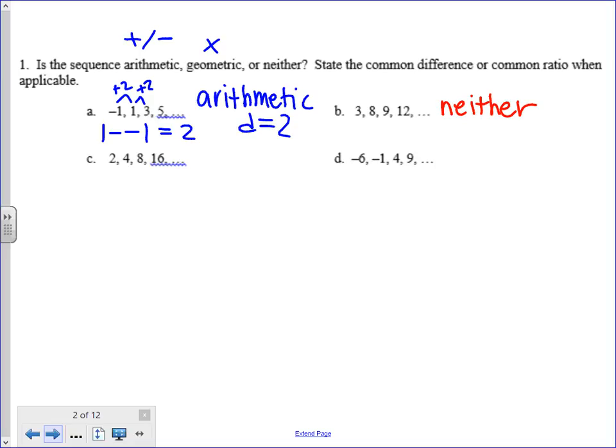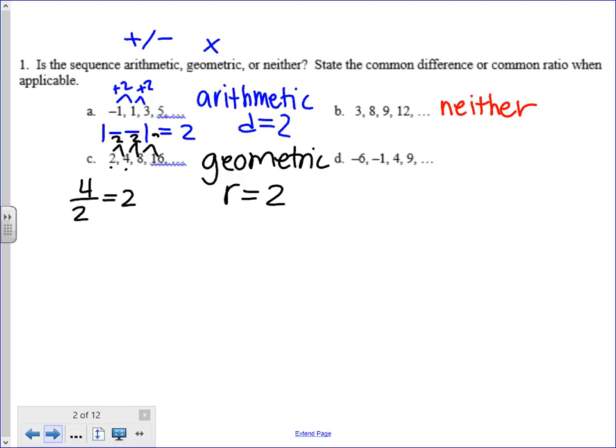All right, the next sequence. The pattern ends up being geometric. Now, the way that I find this is I take the second number divided by the first number. 4 divided by 2. I simplify that to get 2 as my common ratio. Now, I need to check that. 2 times 2 is 4. 4 times 2 is 8. 8 times 2 is 16. That pattern seems to work. That's why we're going to say this is a geometric sequence with a ratio of 2.